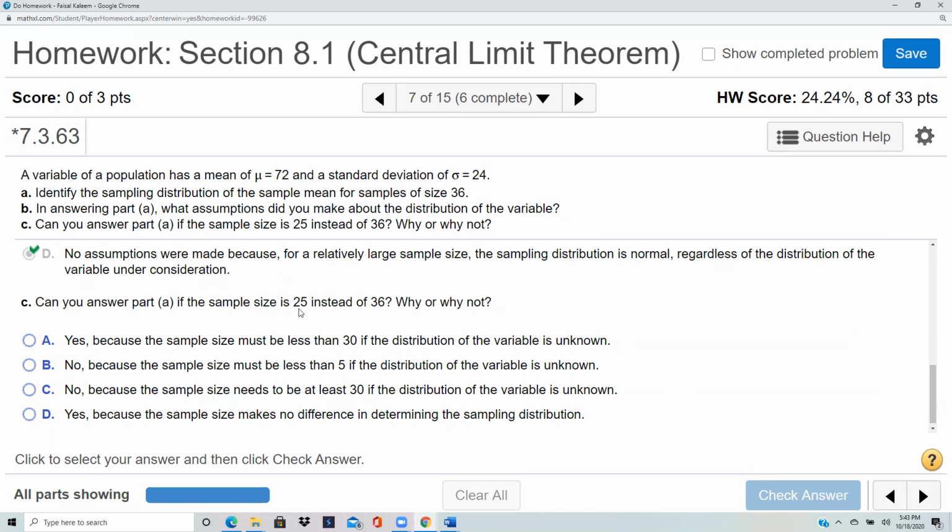Since the population is also not given to be normal, and if the sample size is also less than 30, then we can't work the problem. So can you answer? No, we cannot, because the sample size must be at least 30 if the distribution of the variable is unknown.